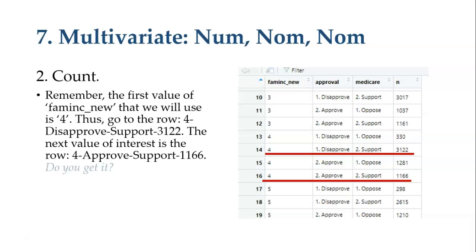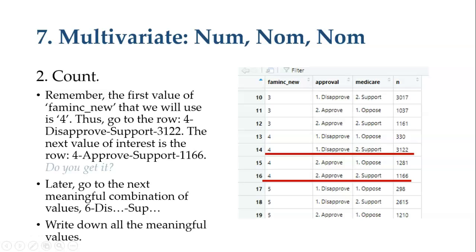So what you need to do here is to basically find those rows that are meaningful for you. But your independent variable is going to be here 4. Later you need to go to 6, because remember that we selected 4, 6, and 9 as the levels or the values of your independent variable that are meaningful to see that distribution, to count the support for Medicare.